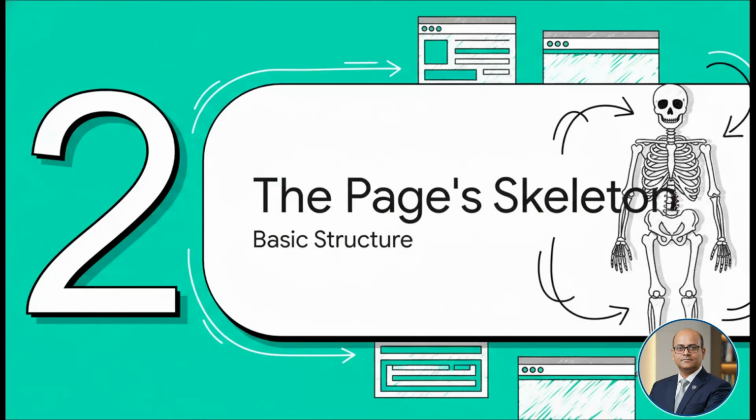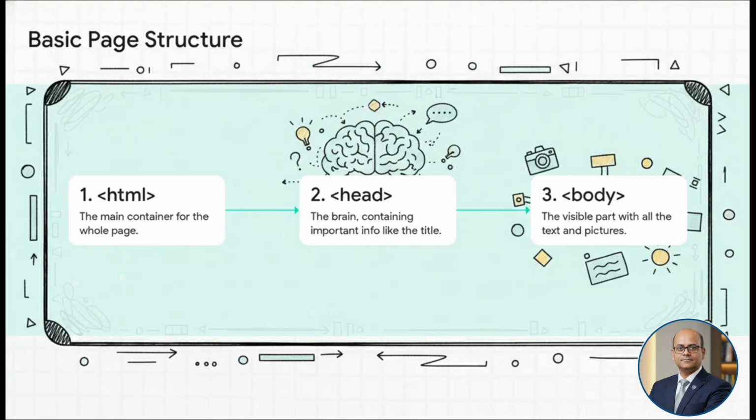Okay, so now we know about tags. Let's look at the basic structure of a page. You can think of a web page like a human body. It has a skeleton, no? That skeleton holds everything together. So there are three main parts. First is the HTML tag. This is the main container for the whole page.